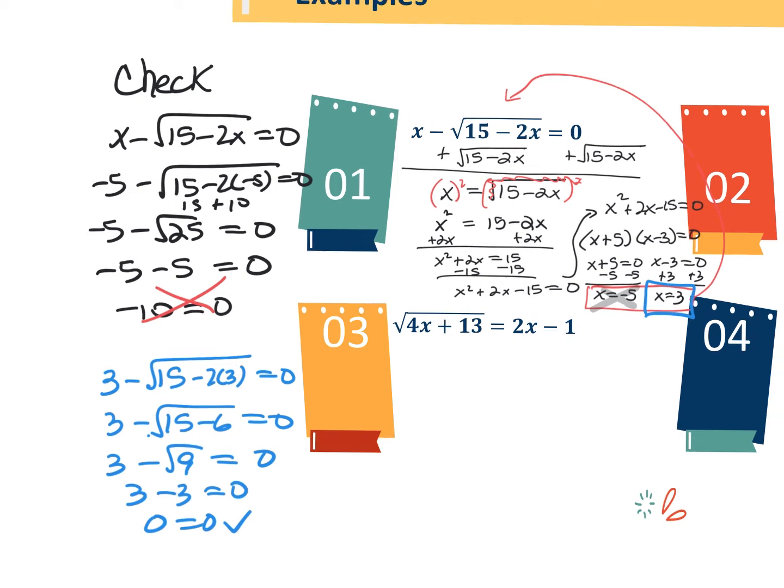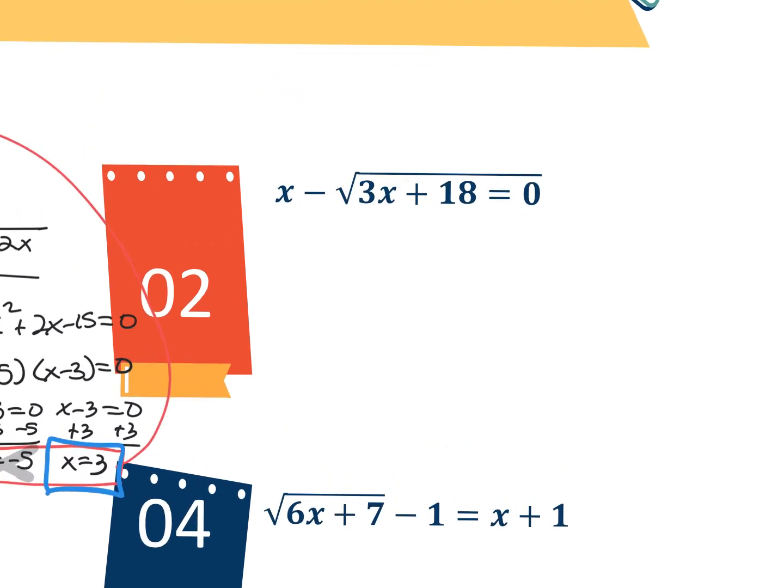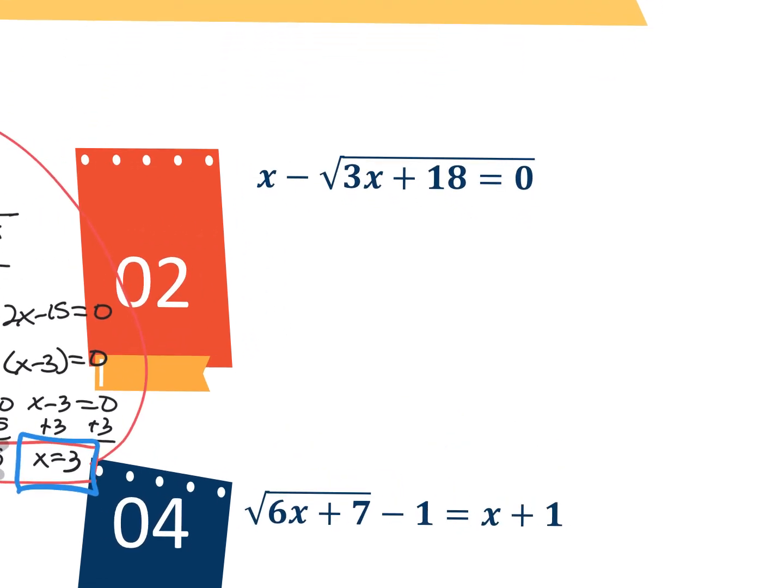Okay, the next one, number 2. Same thing. We need to isolate the radical first. So I'm going to go ahead and add 3x plus 18, the square root of that, to both sides.